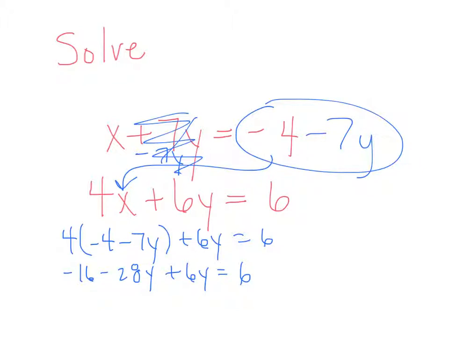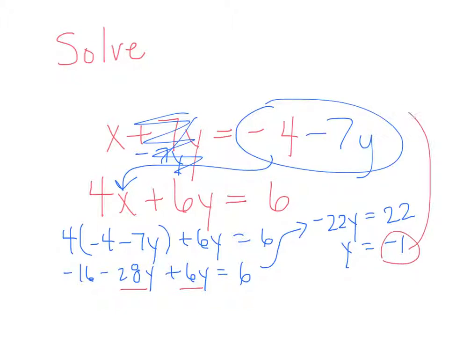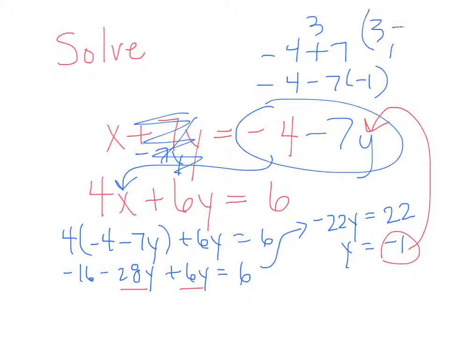And then at this point, I'm going to put my like terms together. I'm going to do it all in one step to make it a little bit shorter. So if I put my y's together, I end up with negative 22y. And then if I add that 16 over to the 6, I end up with positive 22, giving me negative 1 for y. So once I get negative 1 for y, I can just come straight up here and plug it in for that y, giving me negative 4 plus 7, or a 3. So your answer would be 3, negative 1.